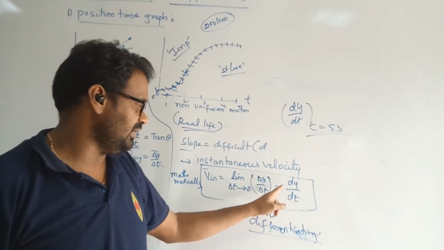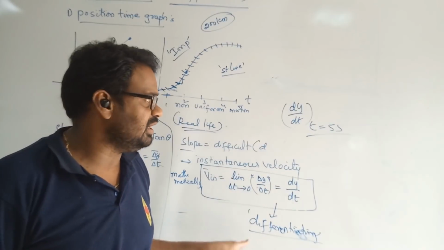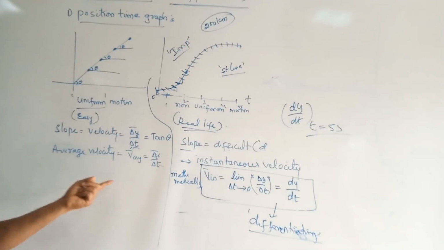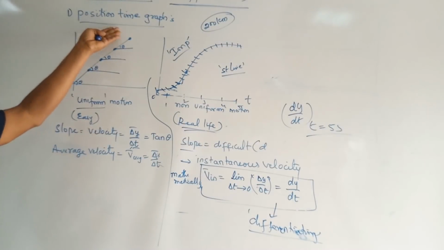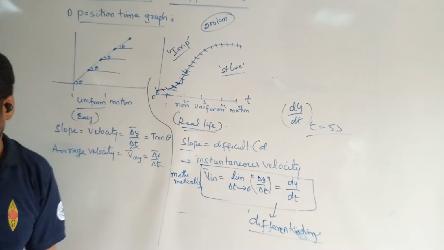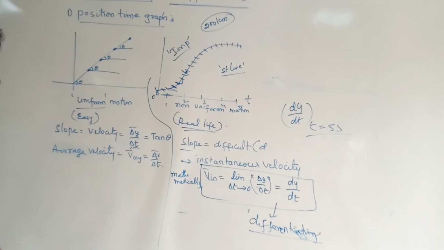dy by dt is differentiating. When you are differentiating, you will talk about one particular instant of time. Is there any one particular instant of time here? No, it is only final value minus initial value, final time minus initial time. Accordingly, you are going to get the answer. So, hope that point is clear.